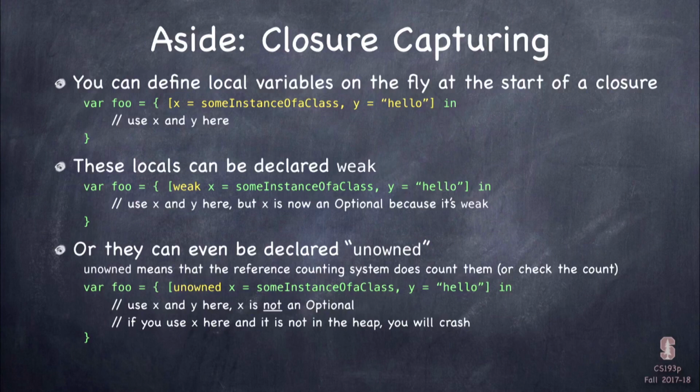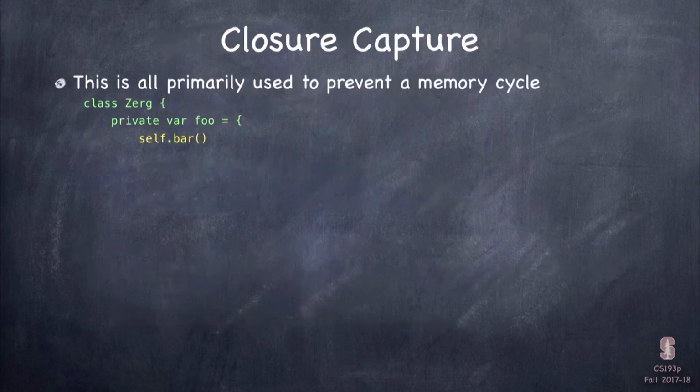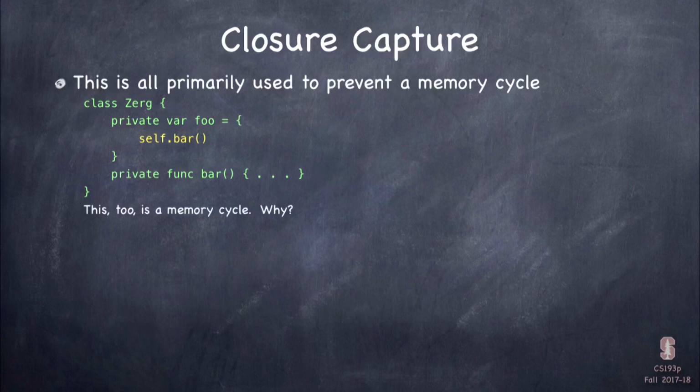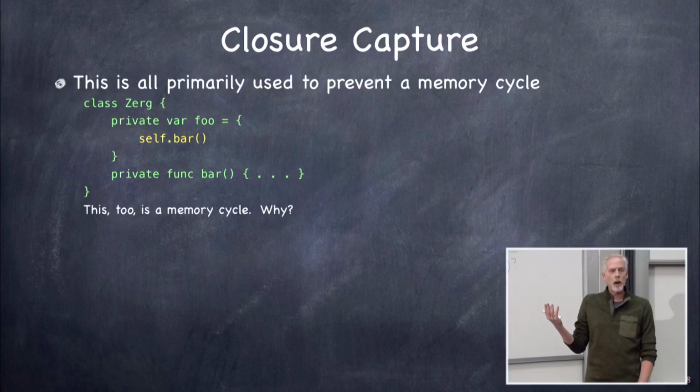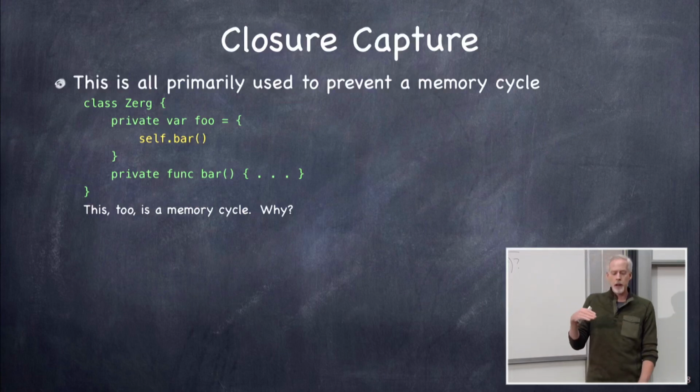So why is it valuable to do weak and unowned? Well, because weak and unowned variables, whether they're these little locals or not, don't keep other things in the heap. They're not strong. They're weak or even unowned. So we can use that to break these memory cycles. Here's another example of a memory cycle that happens all the time. I have a class here called Zerg. It has a var called foo, whose value is a closure. Inside that closure, I've set it to have a value of a closure that calls another function in Zerg, which is bar. This is a memory cycle.